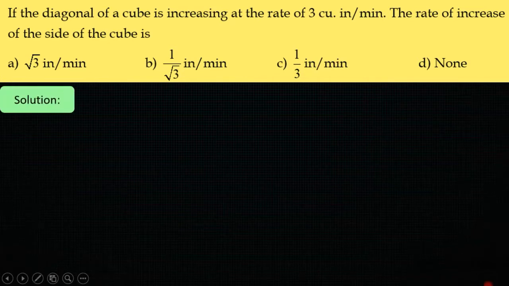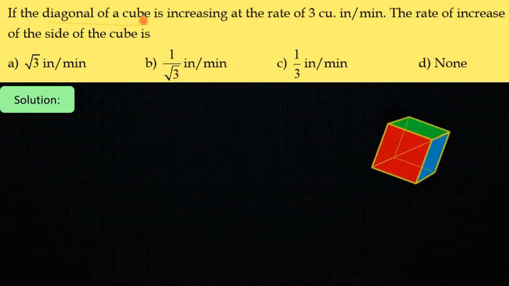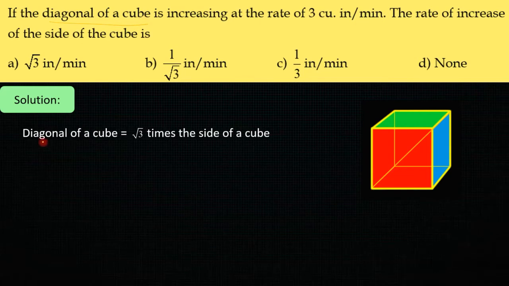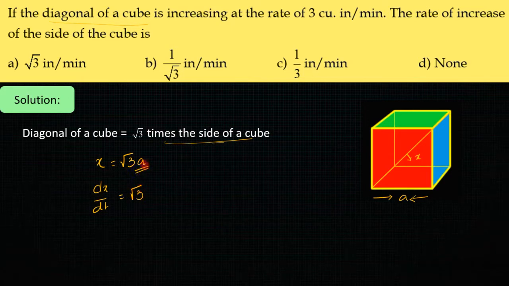Let us find this. Given, if the diagonal of a cube, we know that diagonal of a cube is equal to root 3 times the side of a cube. Let the length of the diagonal be x, the length of the side be a, then x is equal to root 3 into a. From this, dx by dt is equal to, that is, differentiating x with respect to t, we get here root 3 is constant. Differentiating a with respect to t is da by dt.